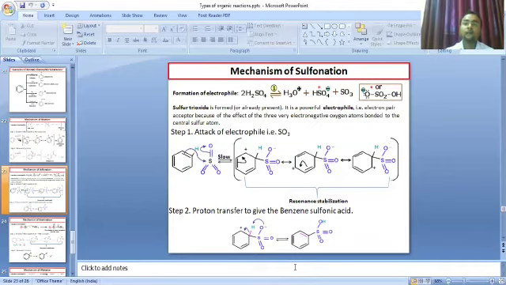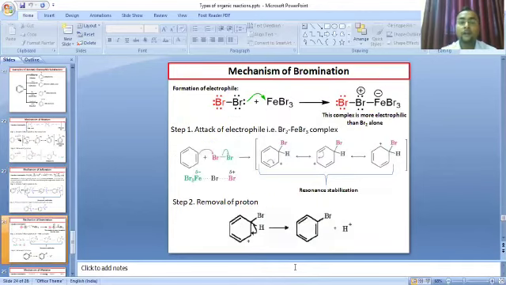Now come to the mechanism of bromination. First of all, we will see the formation of the electrophile, because this is a very important step, and we should know how the electrophile is formed, because if the electrophile is not formed, it will not attack the benzene nucleus in the first step.